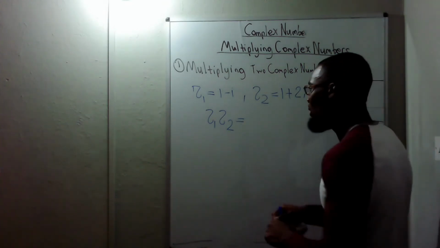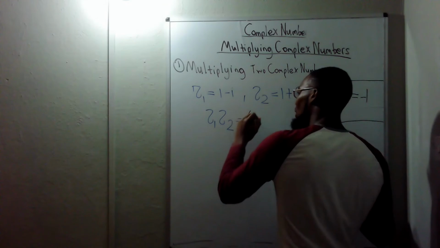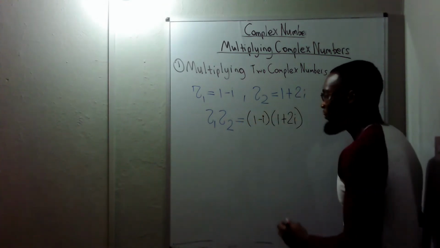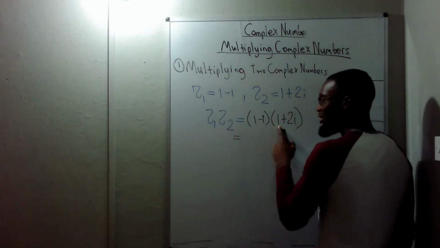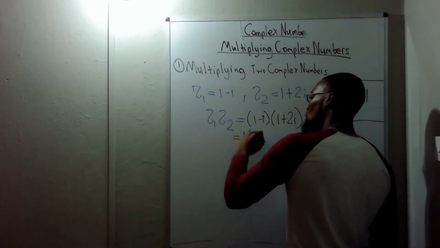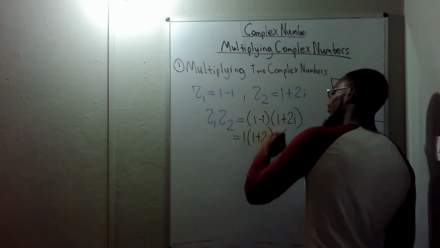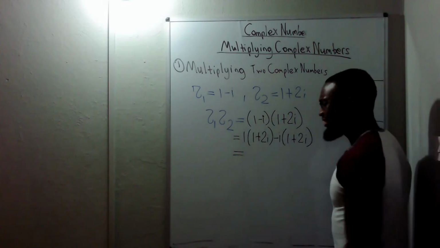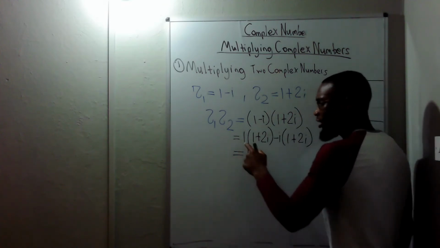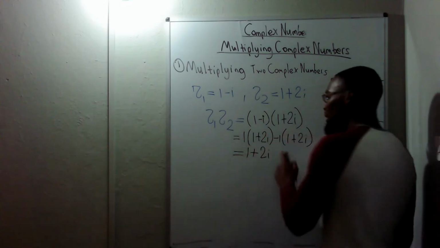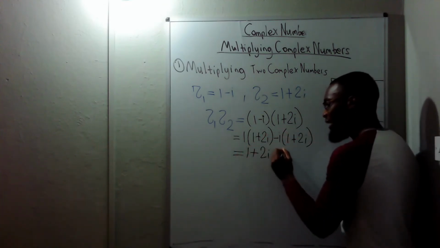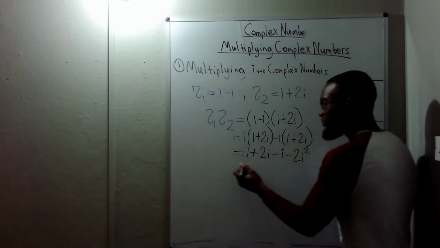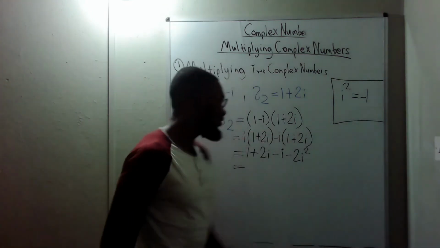Alright, let's go ahead and attempt it now. So to multiply z1 times z2, we have 1 minus i, and that is multiplied by 1 plus 2i. Beautiful. So we're going to expand them now. 1 times 1 is 1, plus 1 times 2i is 2i, minus i times 1 is minus i, minus i times 2i is minus 2i squared. So that's z1 times z2 so far.